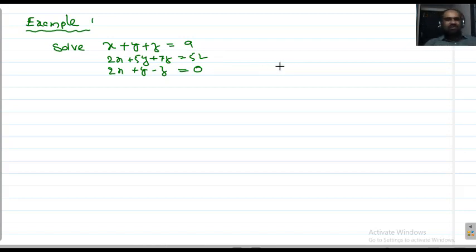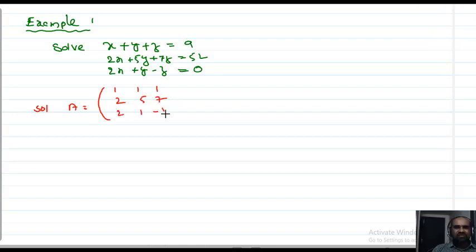First of all, assume that they ask the question to solve by using Cramer's rule. First I want to write the coefficient matrix A: 1 1 1, 2 5 7, 2 1 minus 1. After that, the constant matrix, in general we can say it is D: 9, 52, 0. Okay students, first of all I want to define D1.